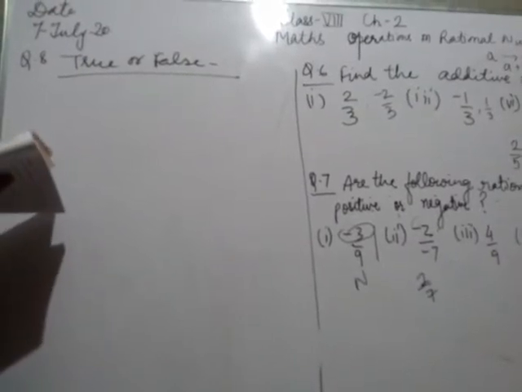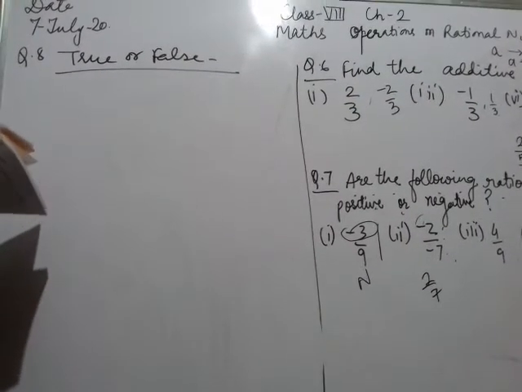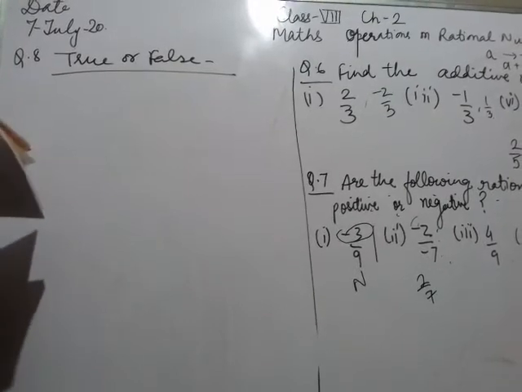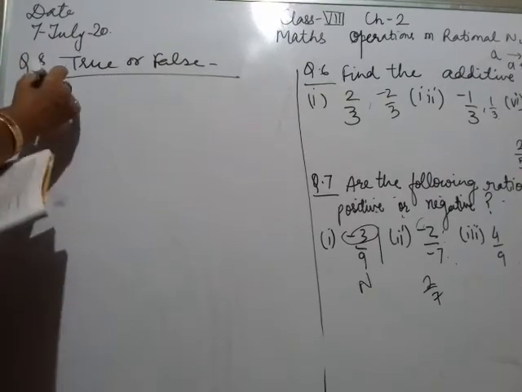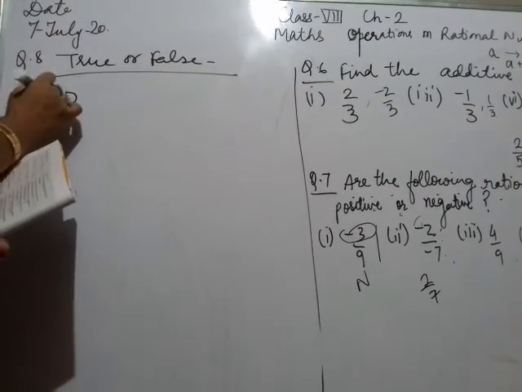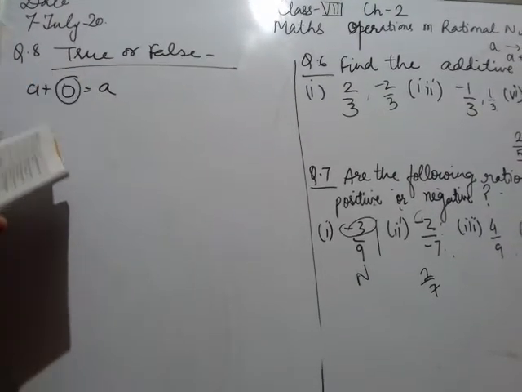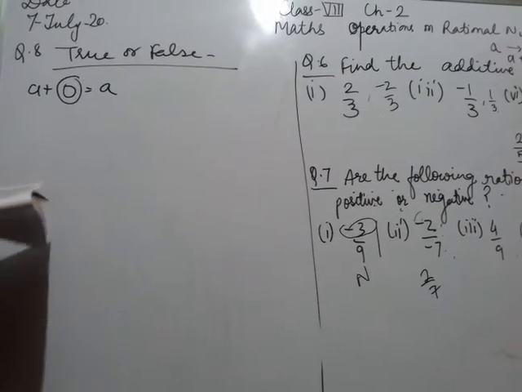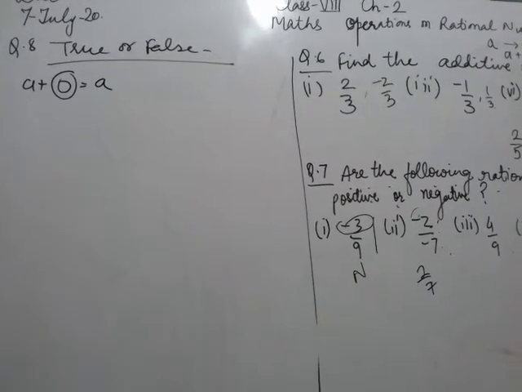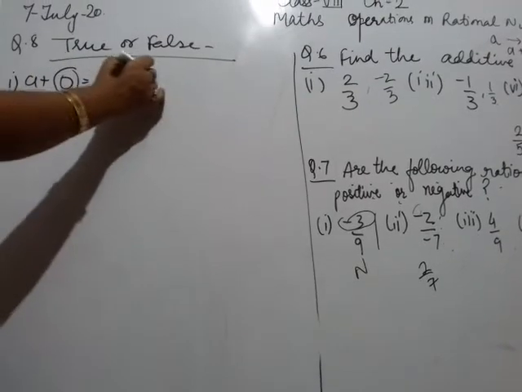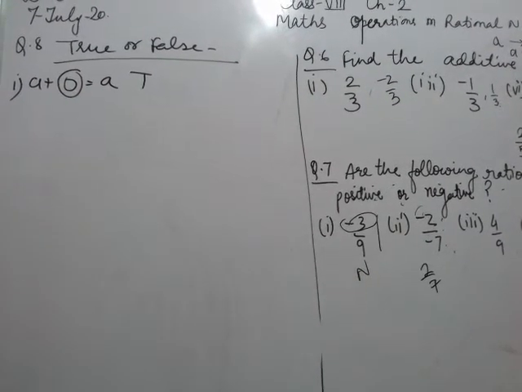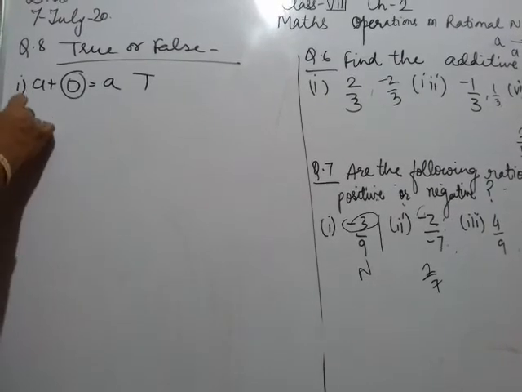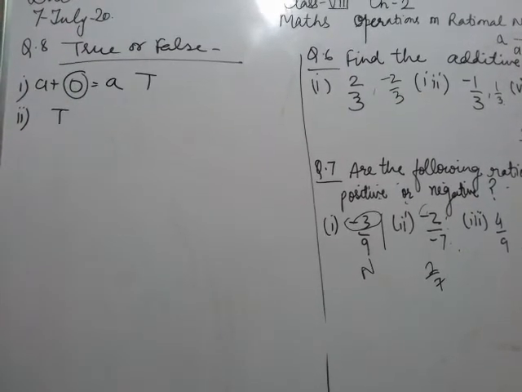Next we have true or false. The first part: 0 is the identity element for addition of rational numbers. So the answer is true. 0, a plus 0 is equal to a. So 0 is the identity element. The commutative and the associative properties are both true for addition of rational numbers. Yes, it is also true.